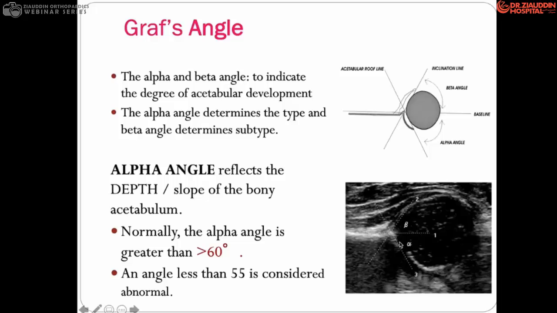But if the alpha angle reduces, it means the bone from this area to this area reduces. So when bone reduces, the alpha angle decreases. When the bone reduces, naturally there is more cartilage portion and less development of the labrum as well. So when the alpha angle reduces, the beta angle increases. So keep in mind, if the alpha angle reduces and the beta angle increases, it means the hip is subluxating out and the acetabulum becomes more obtuse and it produces dysplasia of the acetabulum.